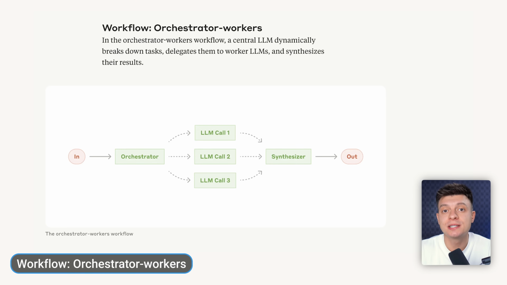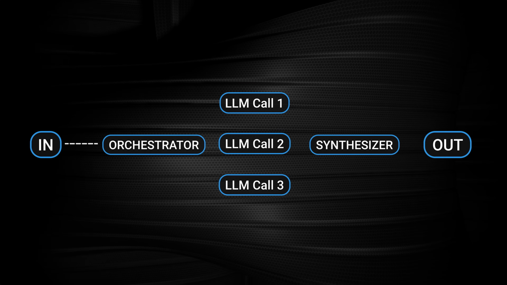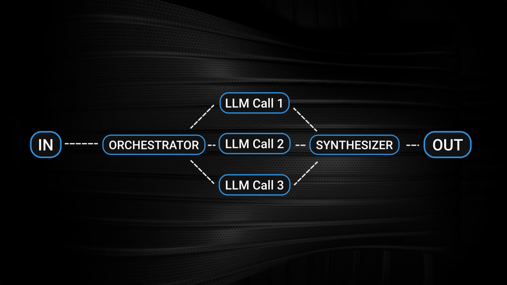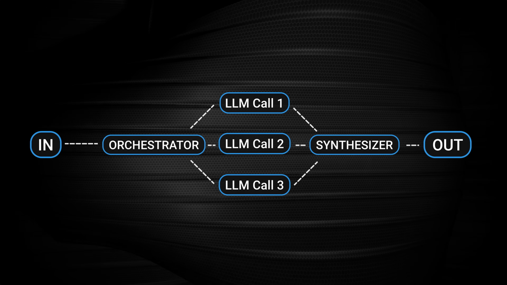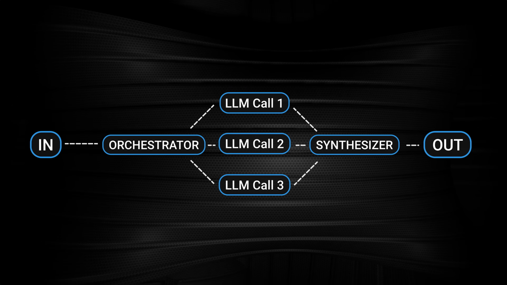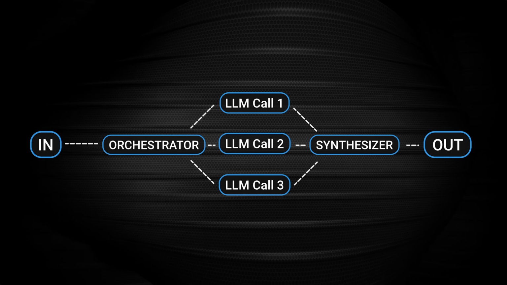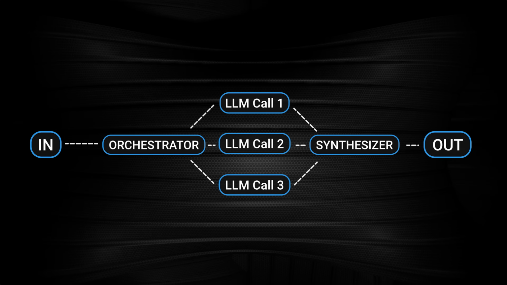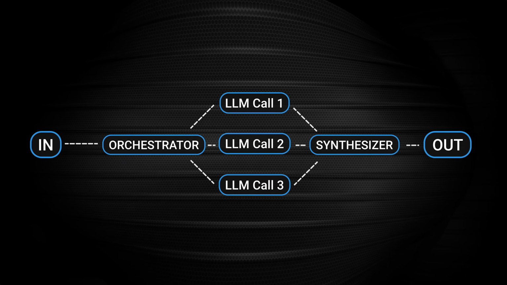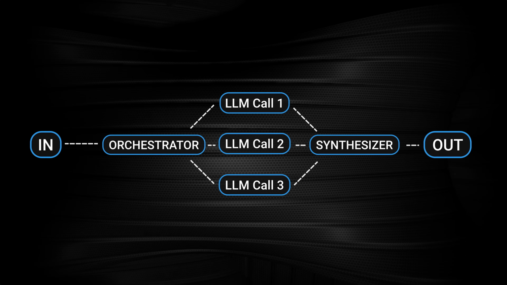Next one is the Orchestrator-Workers workflow. In the Orchestrator-Workers workflow, a central LLM dynamically breaks down tasks, delegates them to worker LLMs, and then synthesizes their results. This pattern uses a central LLM, the orchestrator, to break down a big task into smaller pieces and delegate each one to separate worker LLMs. Think of it like a project manager assigning tasks to different team members, then pulling all the results together into one final output.